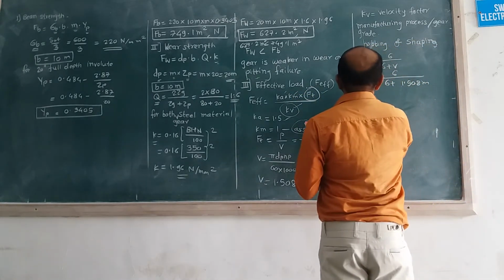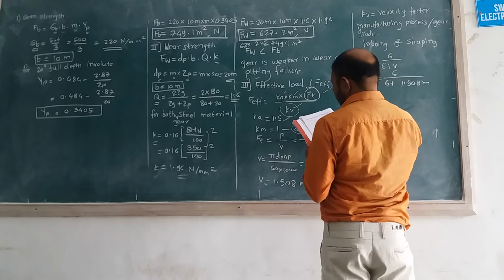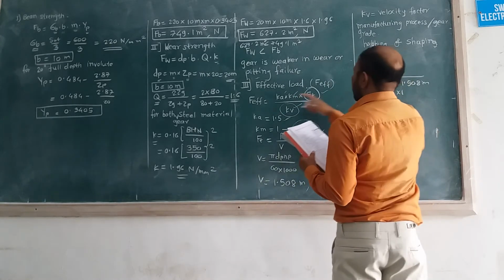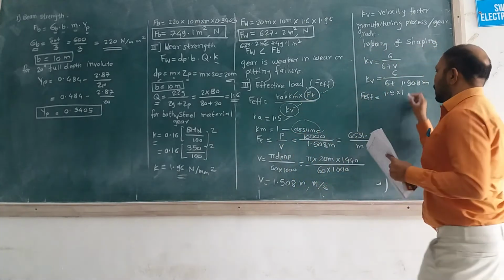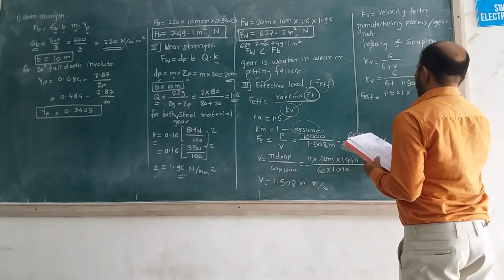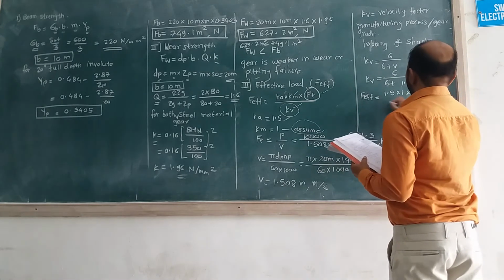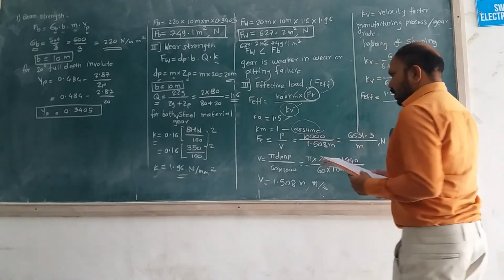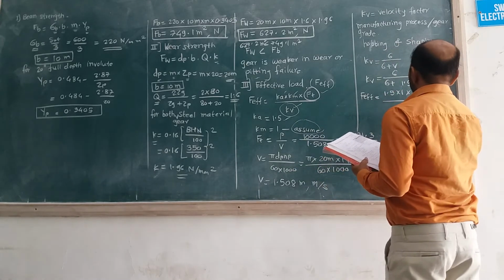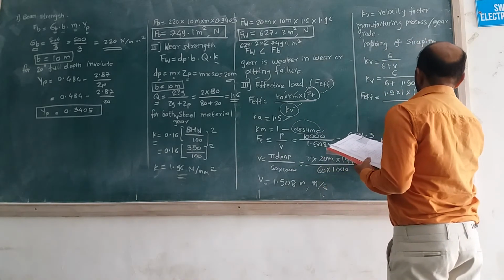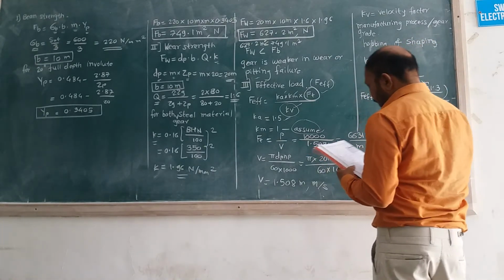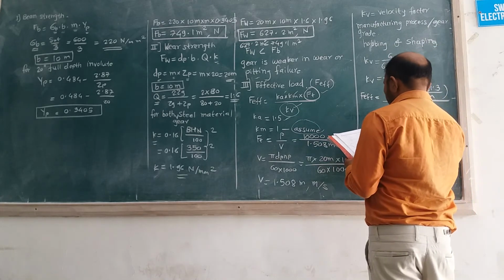And after that we substitute all the values, we get F effective. So F effective is equal to 1.5 and 1, Ka is 1.5, Km is 1 into Ft. We already calculated that Ft, that is 6631.3 upon m divided by Kv. That Kv is this value, that is 6 upon 6 plus 1.508 times module. Solve these values and calculate F effective.